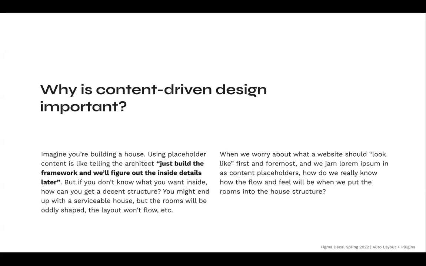The example they're giving is like when you're building a house and you're using placeholder content, it's just like telling the architect, just build the framework and we'll figure out the inside details later. But if you don't know what you want inside, how can you get a decent structure? How will you know that this couch will fit in the room? Or you might end up with a serviceable house, but the rooms will be oddly shaped and the layout won't flow. So when we worry about what a website should look like, first and foremost, we jam lorem ipsum. That's that little writing that always shows up as placeholders. And then how do we really know how the flow and feel will be when we put the rooms into the house structure?